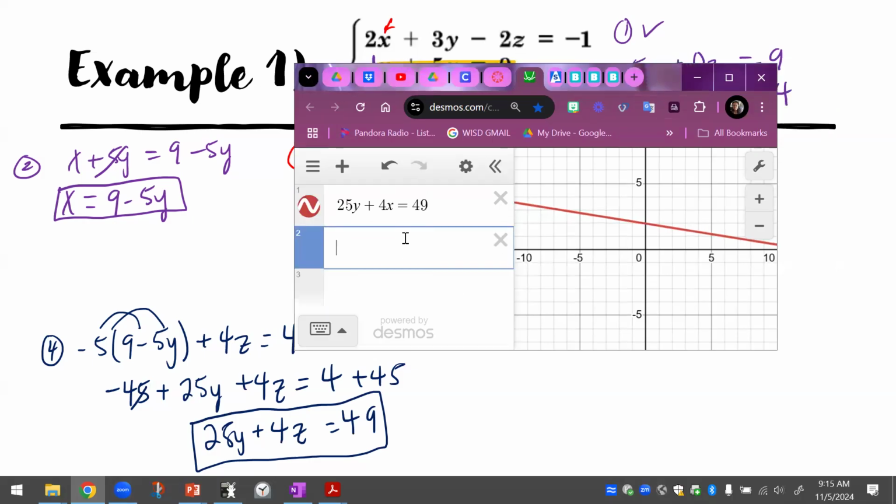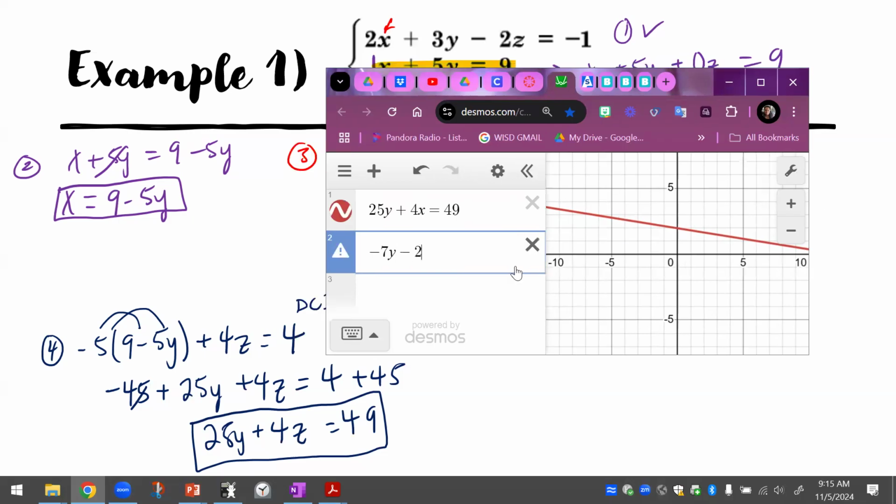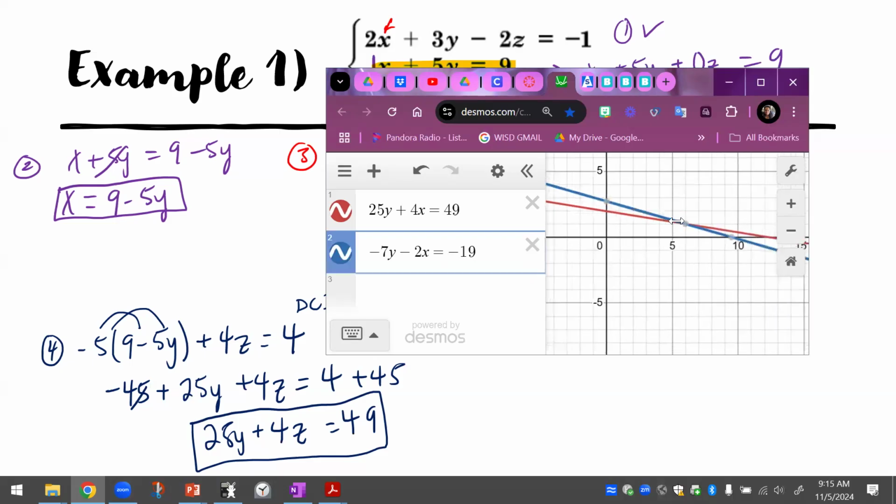So I'm going to do negative 7y minus, but I'm not going to put in z because what happens? We want a slider. I don't want a slider. So we're going to make sure we put in x equals negative 19. Okay. So now I can come over here and it'll tell me what my z and my y are. Does that make sense?